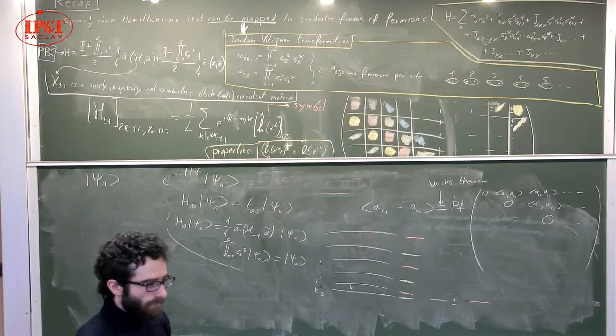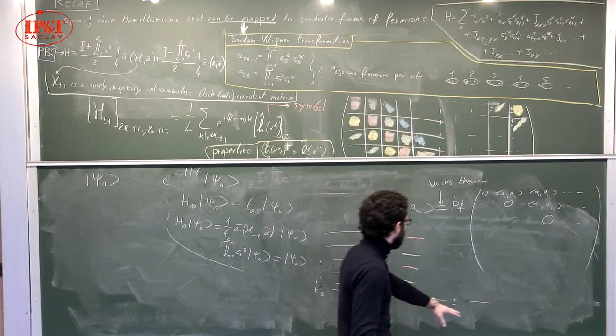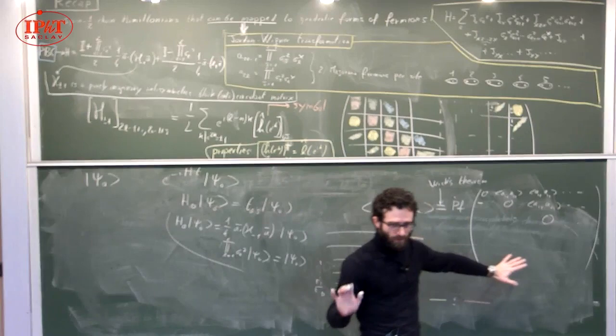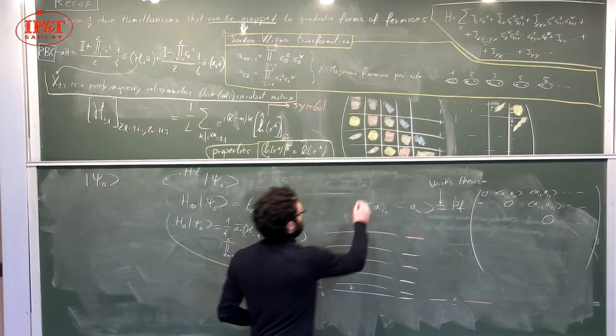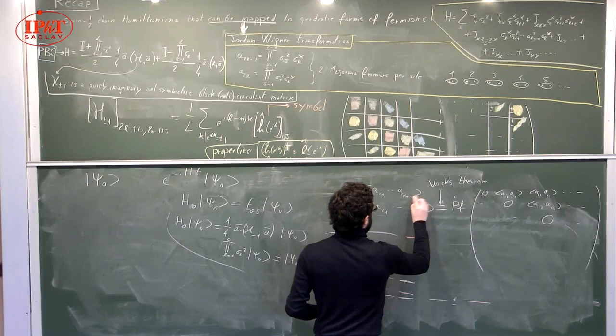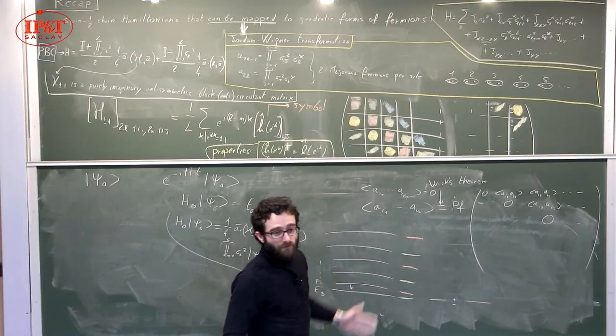What happens here is that there are properties that don't change. In particular, if you compute the expectation value of an even number of Majorana fermions, then it can still be written in this form. So no problem. But in the case that we consider, the expectation value of an odd number of Majorana fermions, 2n minus 1, is exactly equal to zero. In the other case, it's not equal to zero.